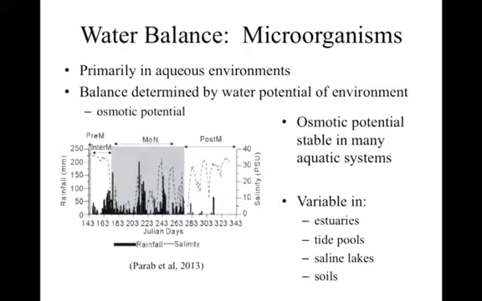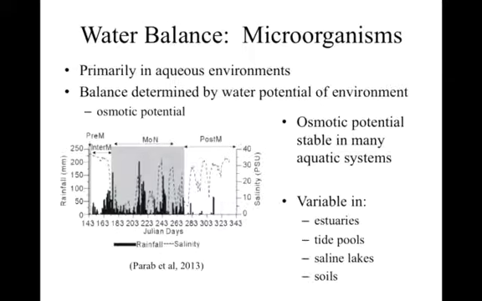So most, or a lot of microorganisms live in aqueous environments. And that means water is kind of there. They're not sort of drying out too much. And the balance of water in microorganisms is then determined by the osmotic potential. It's determined by how hypotonic or how hypertonic the environment is relative to the bacterial cell, or whatever other microorganism, the fungal cell, that sort of thing.